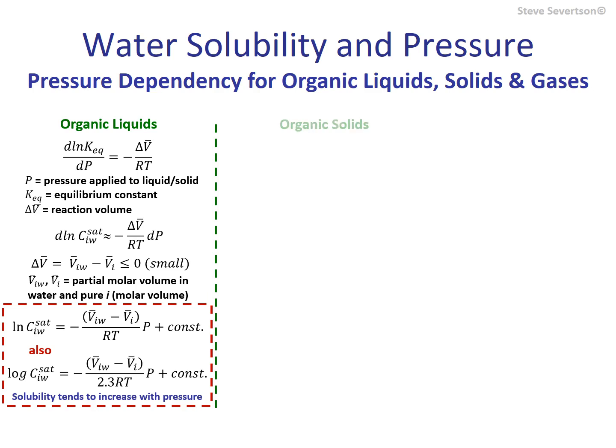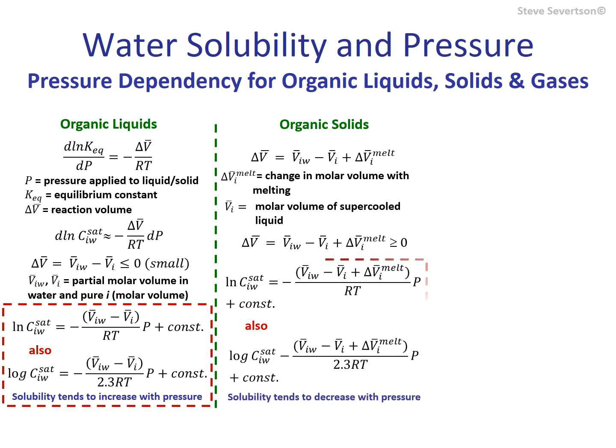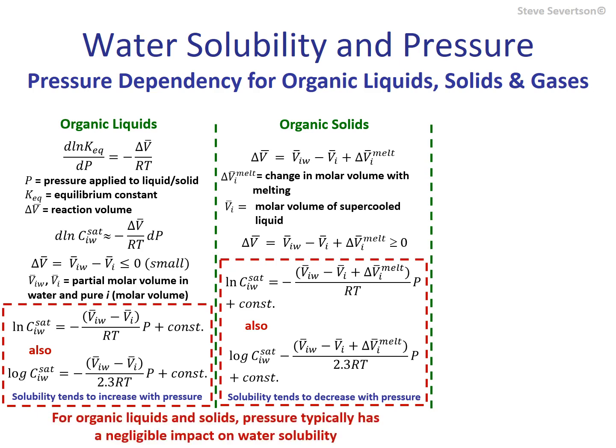For organic solids, the same equation applies, but it is helpful to divide the molar volume of the solid into that for the molar volume of the supercooled liquid and the change in molar volume associated with the melting transition. This value will be positive, and usually greater than the difference between the partial molar volume for the solute in water and the molar volume of its supercooled liquid. From the integrated equation, this indicates that the water solubility of organic solids tends to decrease with increasing pressure. Again, for both organic liquids and solids, the dependency of water solubility on pressure is not strong, but it can become an issue under certain circumstances.